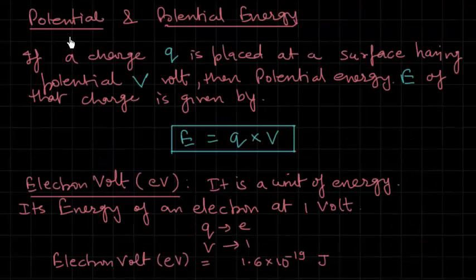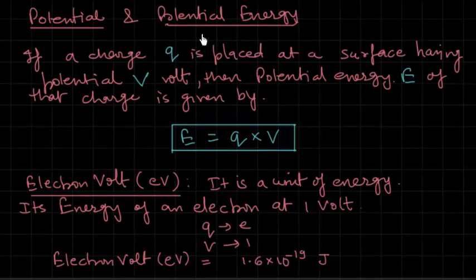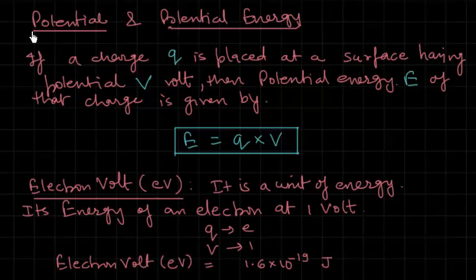Now we'll learn about certain terms. These might be very confusing terms, so it's better to get a clear understanding on what they are right now. So the potential and potential energy. We need to understand what is potential energy, and what is the relation between them. So in one line it will be very clear.